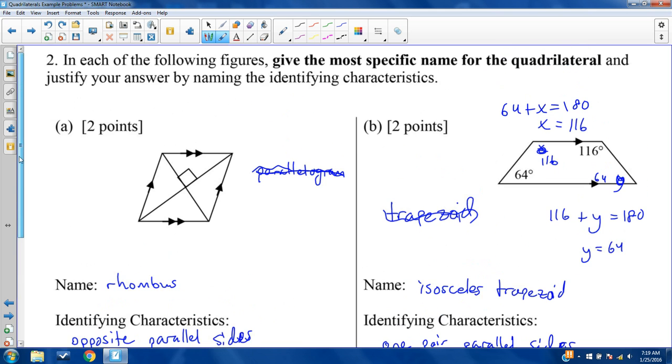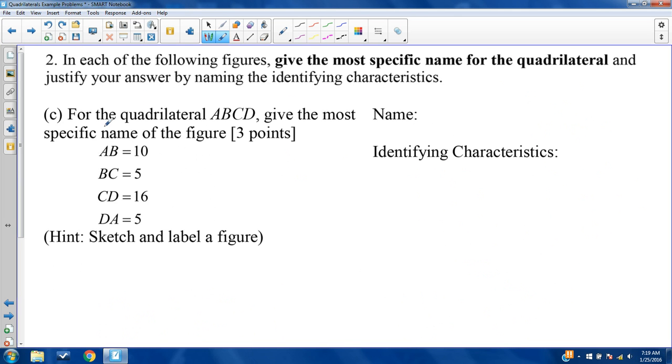Doesn't mean you should just receive partial credit, but try and get as specific as possible. There's one more in this one, number 2. This time they don't give you the drawing. They're saying, hint, why don't you sketch the drawing?